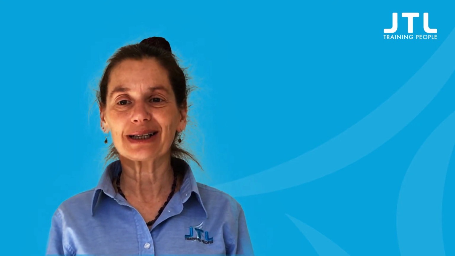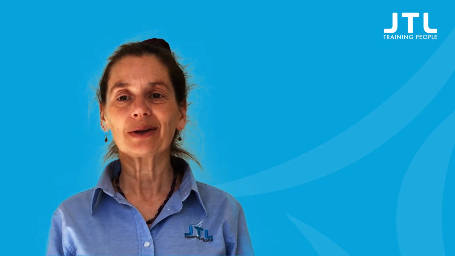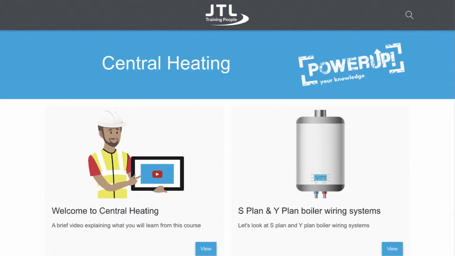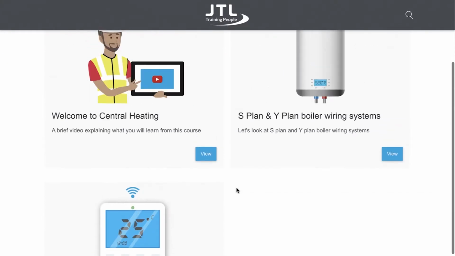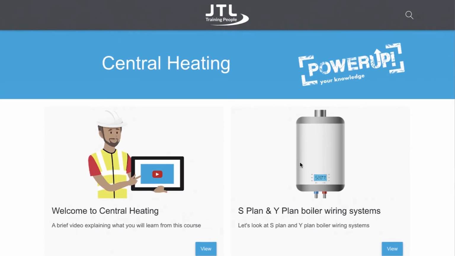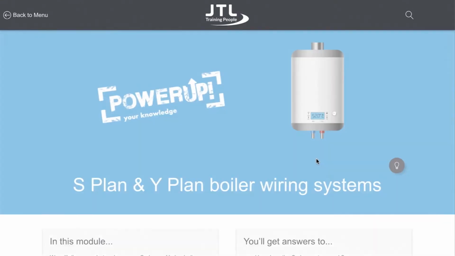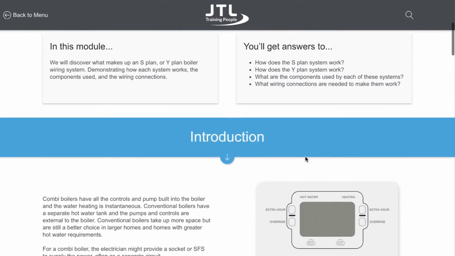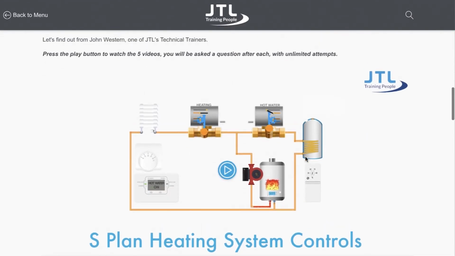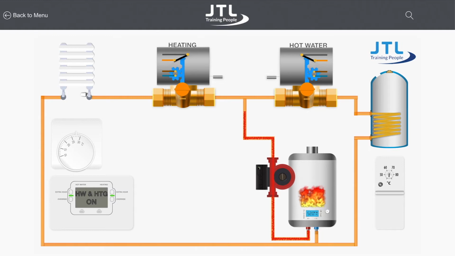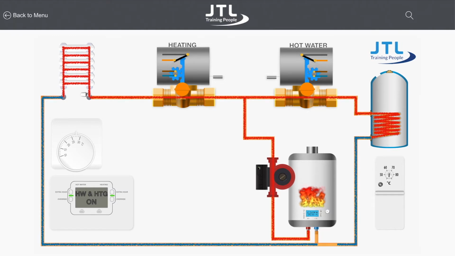This bite-sized course has been designed for you to follow the practical examples of boiler controls and wiring. This will aid your smarter homes learner journey and equip you with the tools to advise customers and install systems. This course has been designed to help you to understand the different components of gas central heating systems and the wiring requirements of S and Y plan arrangements.